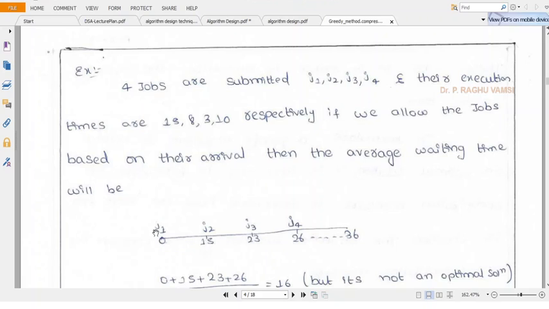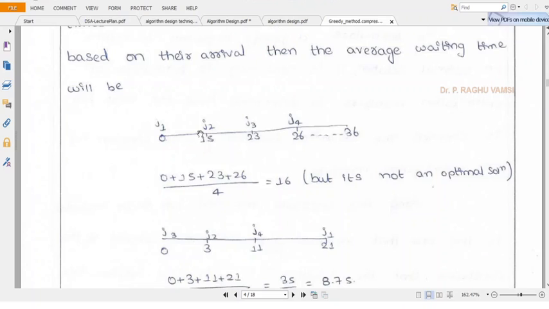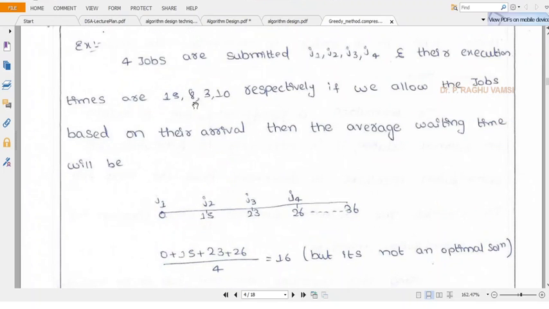J1 comes onto the processor at the 0th time. Since J1 takes 15 time units to execute, obviously J2 has to wait till 15 time units, and then J2 comes into the picture. Once J2 comes into the picture, the next job needs to wait for 8 time units. That means the previous 15 time units plus 8 time units, which is 23 time units.